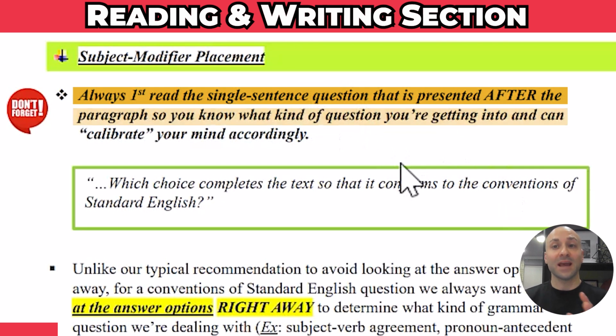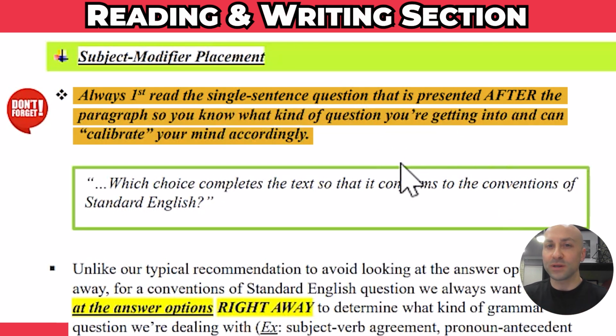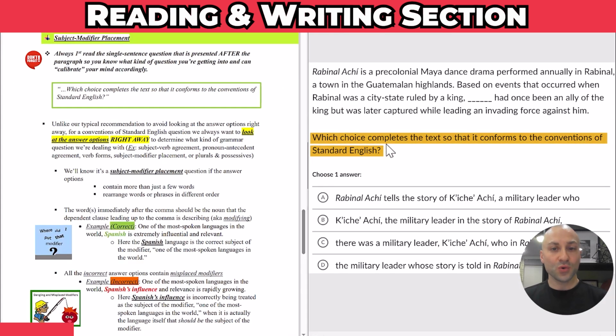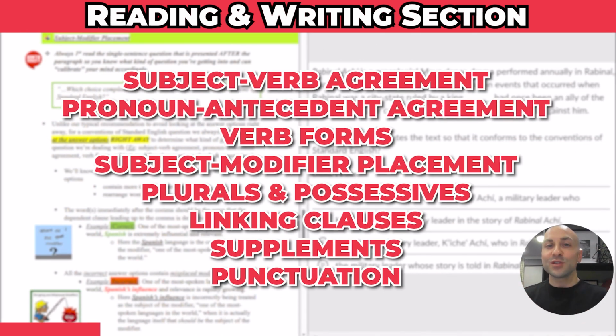question that's presented after the paragraph so that we know what kind of question we're getting into and we can calibrate our minds accordingly. So when we see which choice completes the text so that it conforms to the conventions of standard English, the unfortunate thing there is we know that the conventions of standard English could be any one of these 8 themes. So how are we supposed to figure out which of these 8 themes it is?